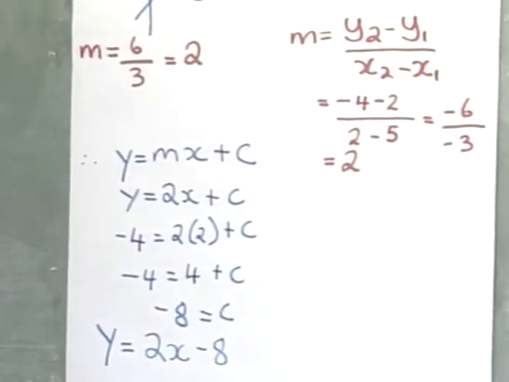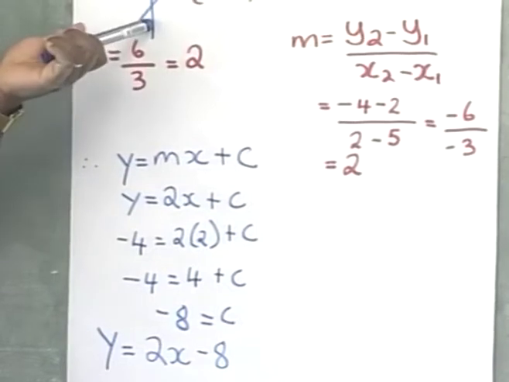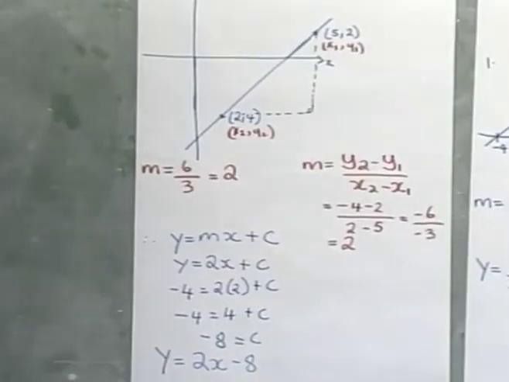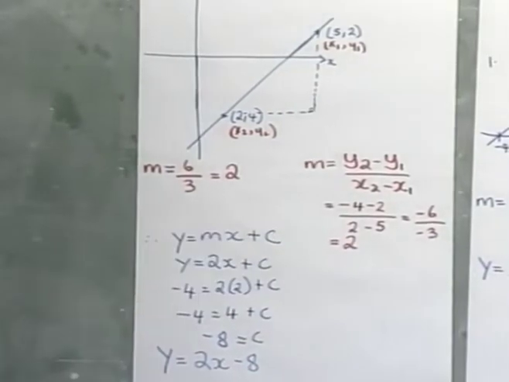Clear? So that's what you do if the y-intercept is not known. Never assume what the y-intercept will be by looking at the points. You have to try and work it out if it is not clear.